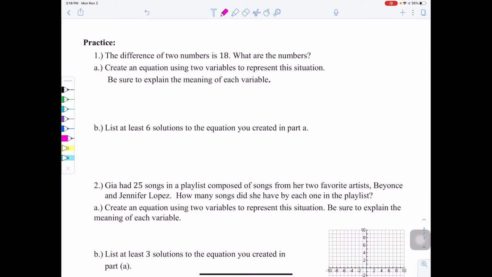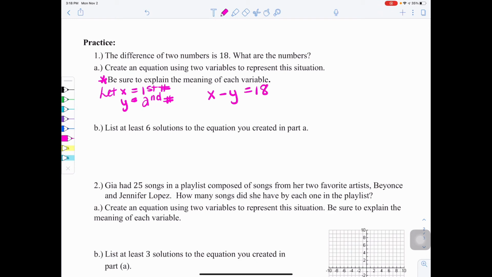In part A, they want you to create an equation using 2 variables to represent the situation. And then notice, it says, be sure to explain the meaning of each variable. Those are let statements. So we'll let x equal the first number, and we'll have y, because now we're using 2 variables, different from the last chapter. This will be our second number. So we have x minus y equals 18.